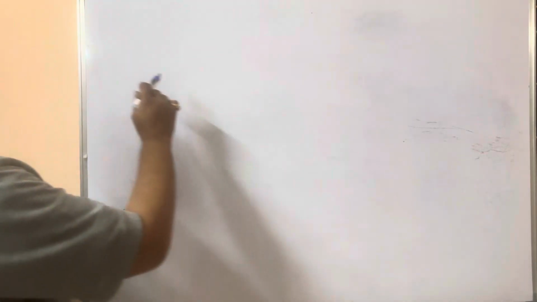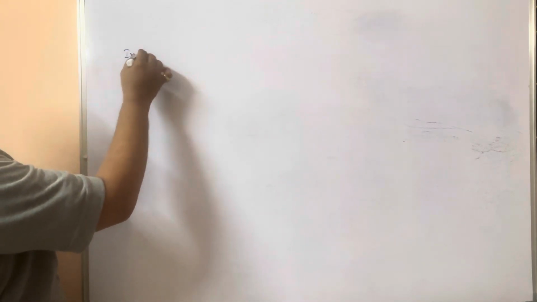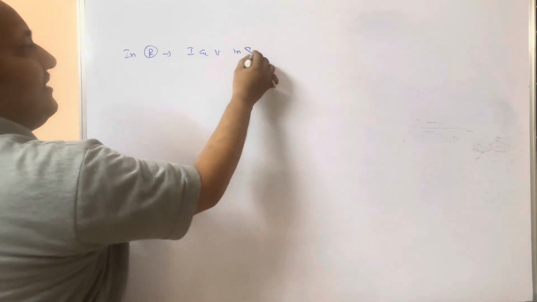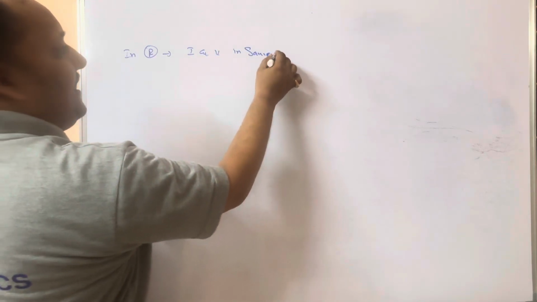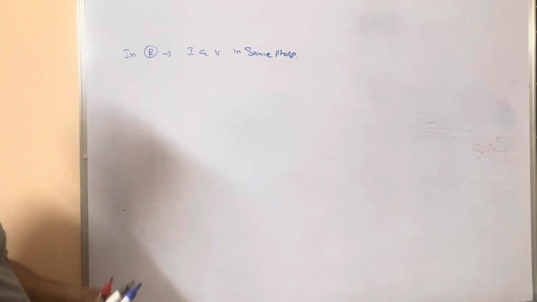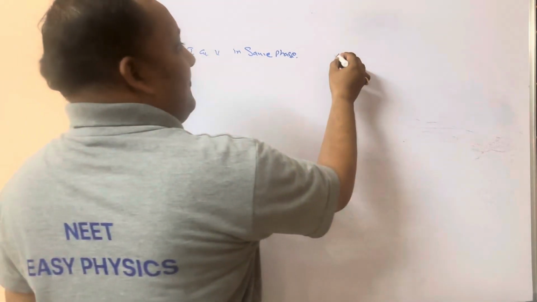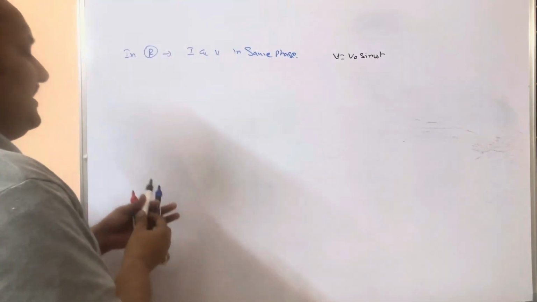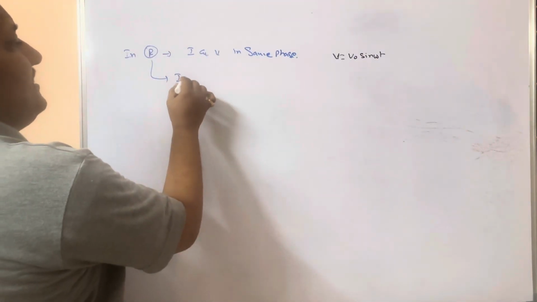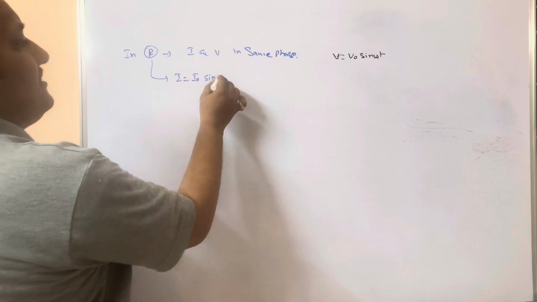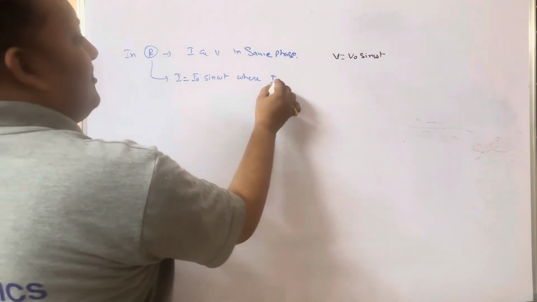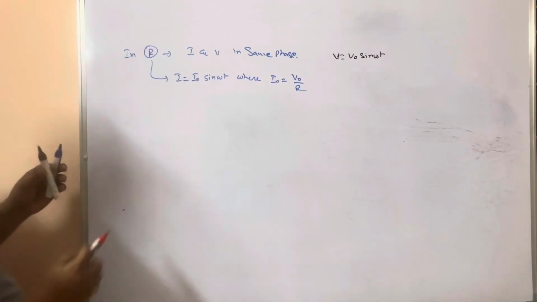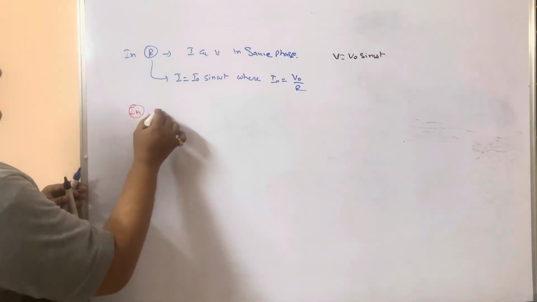Now we will see a small comparison. In case of pure resistor, both current and voltage are in the same phase. So if V is equal to V naught sin omega t, then in case of resistor, I is equal to I naught sin omega t, where I naught is V naught by R.